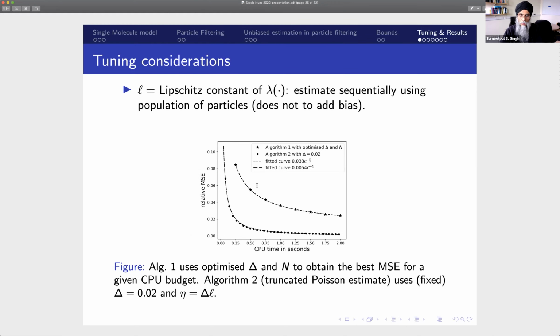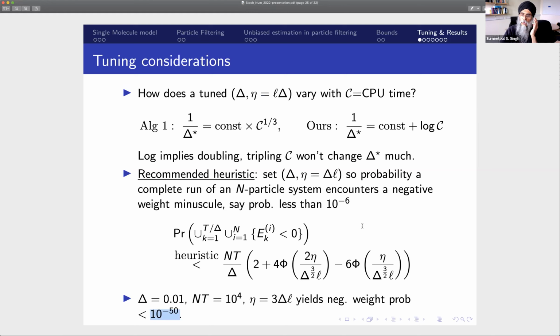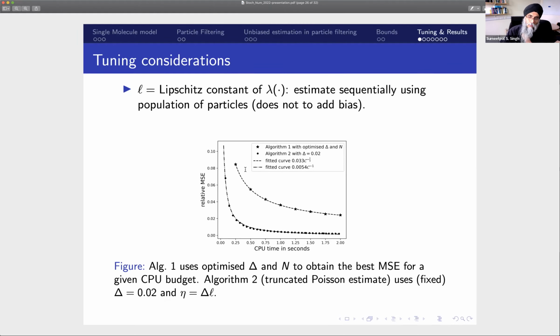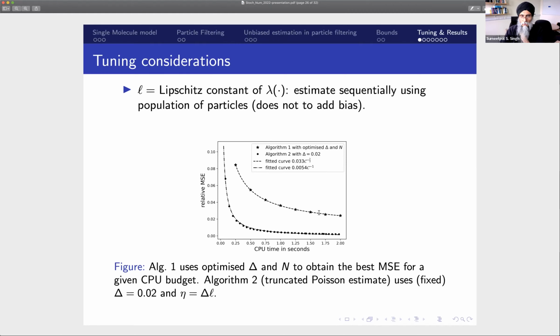So okay, we run our method. Remember, I said I needed an estimate of the Lipschitz constant of the intensity function, L. We can estimate that sequentially without introducing any Monte Carlo bias. Okay, I'll skip details. Essentially we run both methods, and we can see the C to the power minus 2/3 behavior for the best tuned naive algorithm. Whereas for our algorithm, we don't tune it, we just run it forward with our heuristic, and we can see that the mean square error decays with CPU roughly like 1 over C, because you're in the regime where bias is so small relative to variance that you're seeing the 1 over C decay.